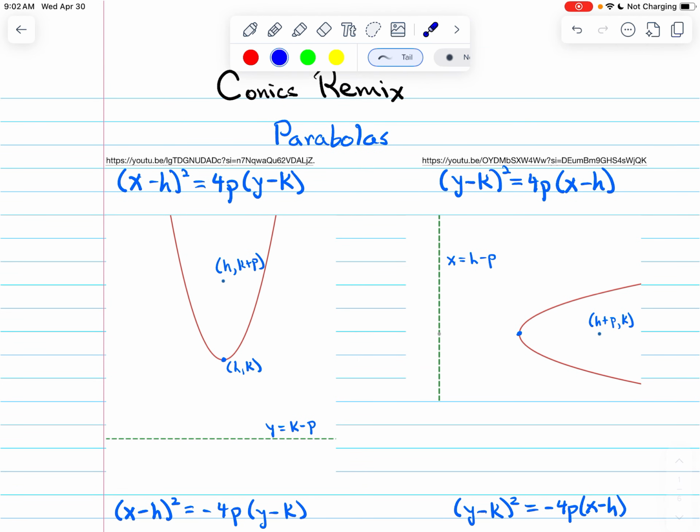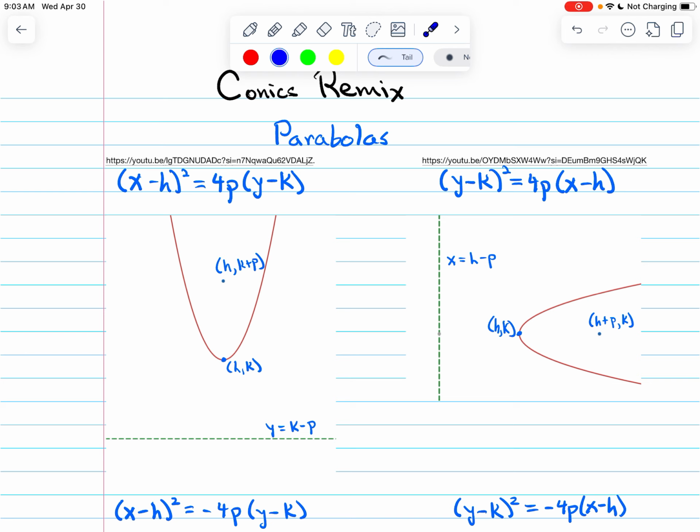Now, if you have the y squared, that means you're opening to the right or to the left. First of all, we'll look at the ones opening to the right. Okay, so here's (h, k). That's the vertex. We get that just like usual, but the way we get the focus is we add to the x component this time. We're going horizontally. To get to the vertical line here, this directrix, we subtract from the h.